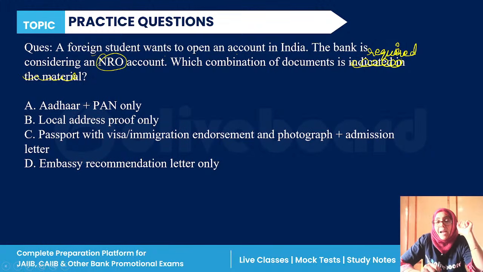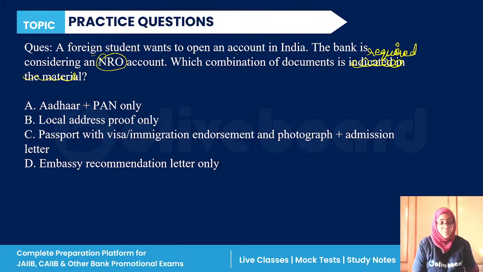Aadhaar plus PAN only; local address proof only; passport with visa, immigration endorsement, and photograph plus admission letter; embassy recommendation letter only. If a foreign student wants to open an account in India and the bank is considering opening an NRO account, which combination of documents is required in this case?